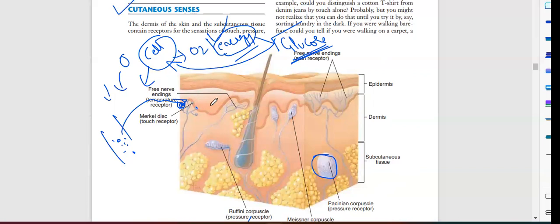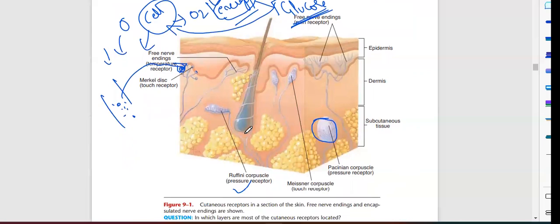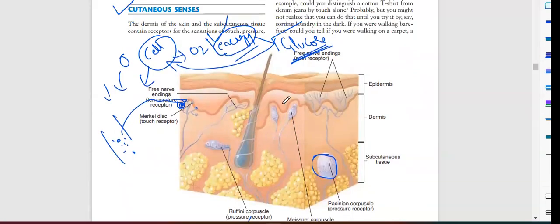Their work is to sense touch. These cells are pressure receptors, so they sense pressure. Basically, what they do will not happen properly. They don't work very properly.